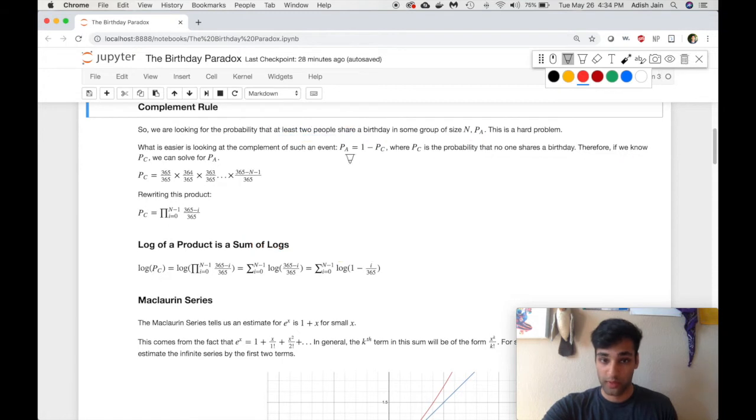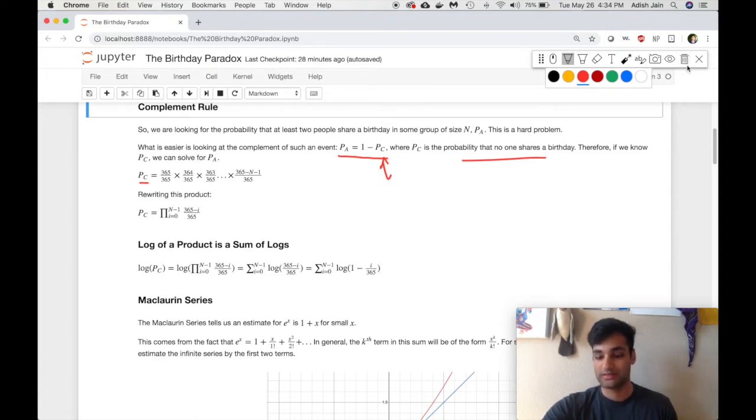So I hope that's clear. So this is where we are, right? We figured out that P of A is actually just equal to 1 minus P of C, where P of C is this complement event, okay, that no one shares a birthday. So how are we going to solve for P of C then, right? If we solve P of C, we get P of A, so let's solve P of C.